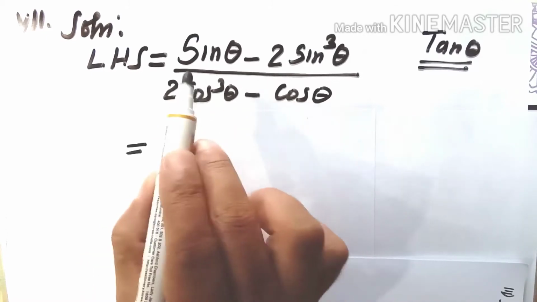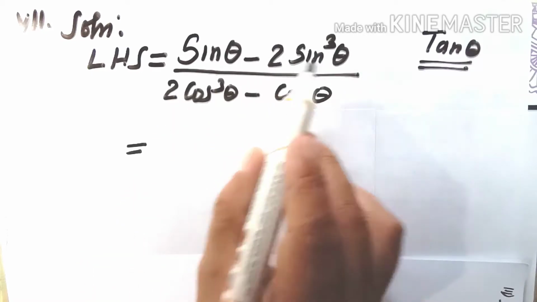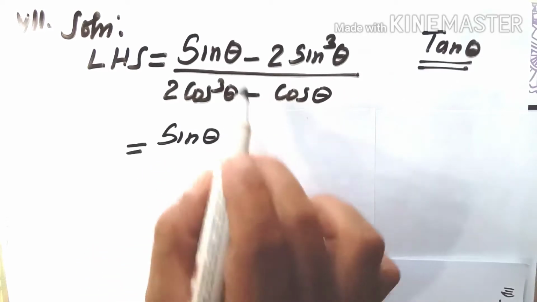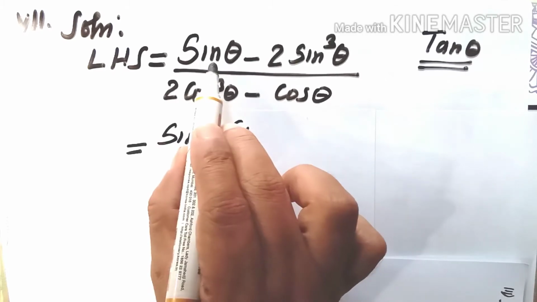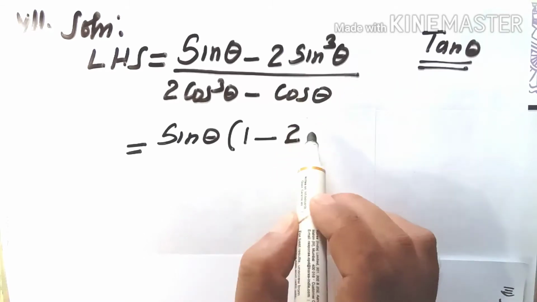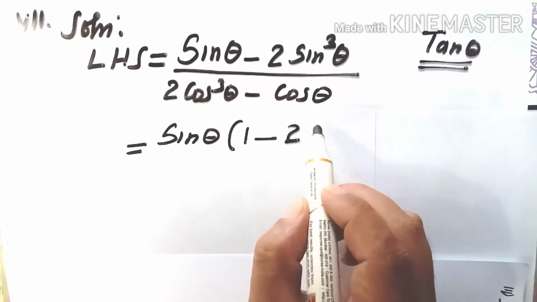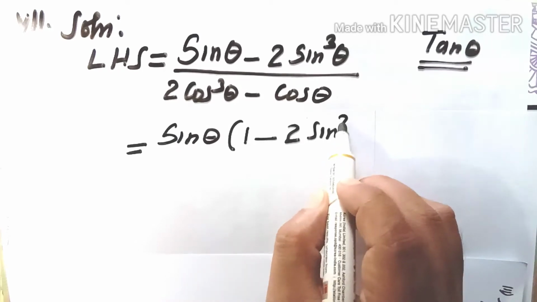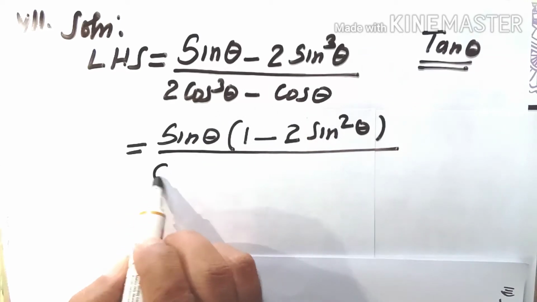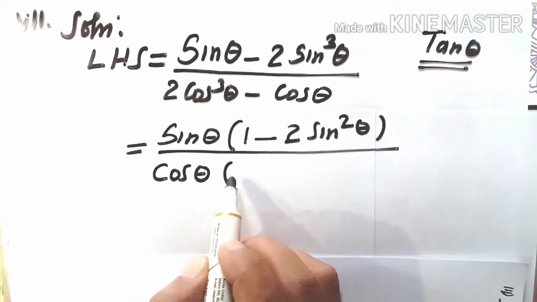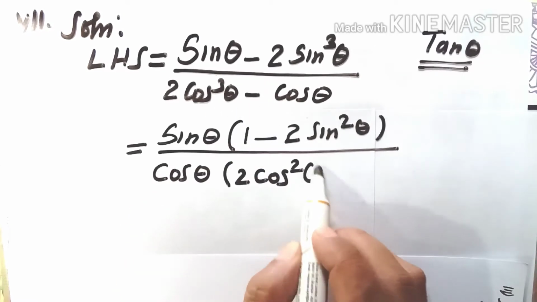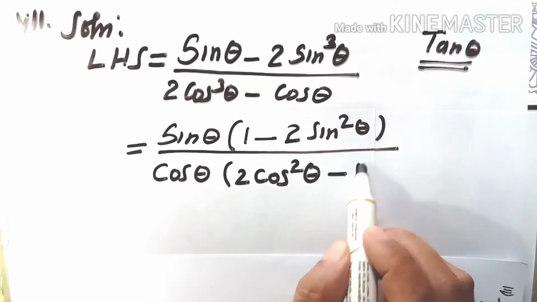So in that case, what you'll have to do is take sin θ common. So taking sin θ common: sin θ into 1 equals sin θ, minus 2 sin³ θ. Since we have taken sin θ common, we are left with only sin² θ, divided by, even in the denominator we can take cos θ common. After that, 2 into cos³ θ changes to cos² θ, minus cos θ into 1 equals cos θ.